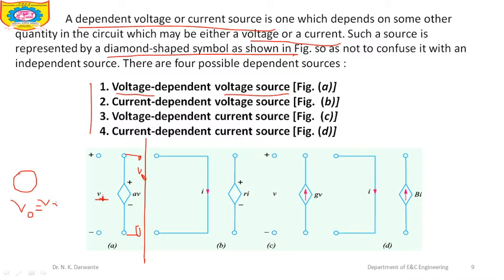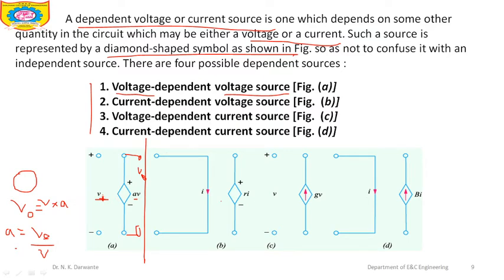multiplied by the gain. Let us say that the voltage gain of that voltage source is A. Then A, that is the gain, is equal to VO divided by V, that is the input voltage. Here A is the voltage gain: A is equal to output voltage divided by input voltage. In this way this value A is the voltage gain.